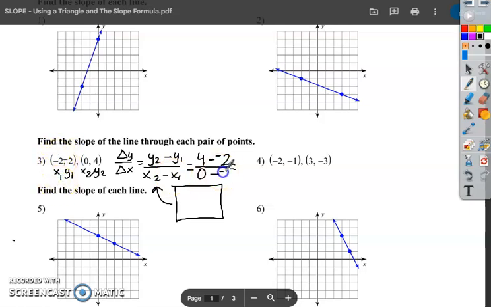x1 is negative 2. By the way, it doesn't matter which one you label as long as we have the same one. This could be x2 and y2, this could be x1 and y1. It's just however we label it. So what I want you to do is take a second and pause the video, and put this into your calculator. Do that right now.